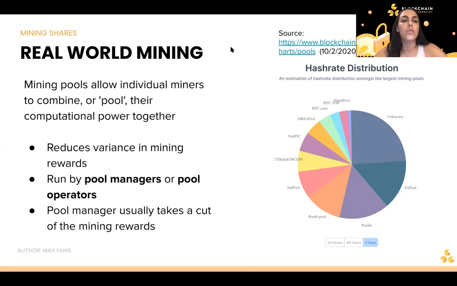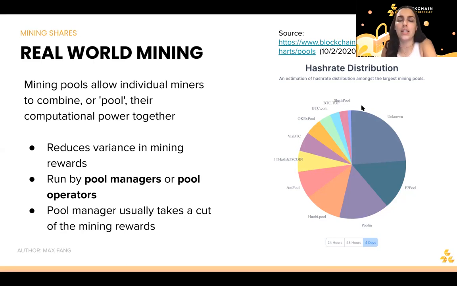And so it reduces variance in mining rewards. It's usually run by a single pool manager or pool operator, so there is a centralized aspect to it. If you've got that tone from what a mining pool sounds like, it's a little bit centralized. It's kind of straying from the original image of a Bitcoin network in which one CPU equals one vote and every single person is competing to find that next block. It's a centralized version of that. The pool manager will usually take a cut of the mining rewards.